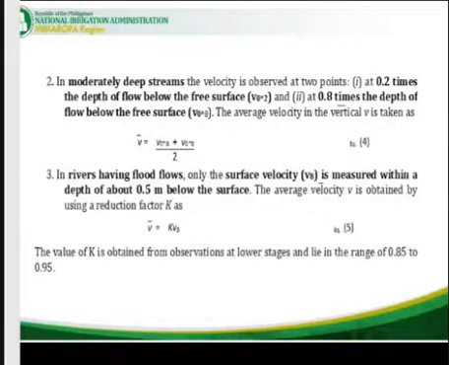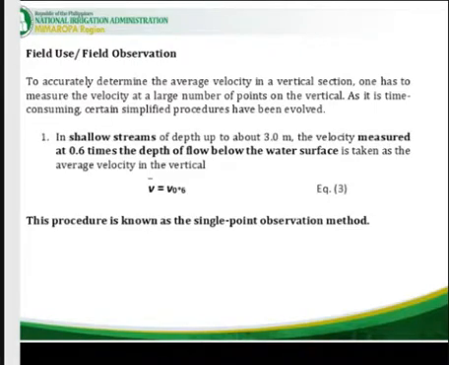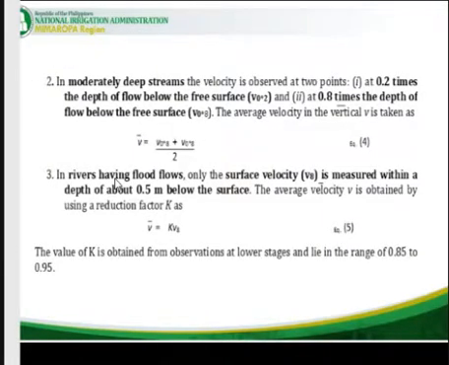And going back further, in field observation, the current meter must be placed at 0.6 times the depth. And the other one is you place the current meter at two depths, 0.2 and then 0.8 of the depth. In rivers having flood flows, the surface velocity is measured within a depth of about 0.5 meters below the surface. Those with flood flow. So the average velocity is obtained by using a reduction factor K here.